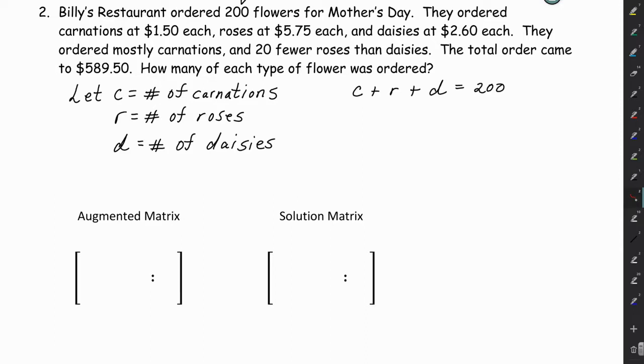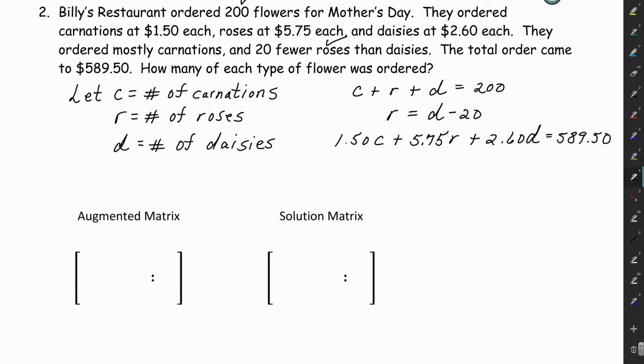Then the next part of this says that they ordered mostly carnations and 20 fewer roses than daisies. So that's going to be an equation right there. 20 fewer roses than daisies. So R, roses, is equal to daisies minus 20. And then the last equation we can set up is they told us how much each different type of flower costs, and that the total cost came to $589.50. So let's write that equation.